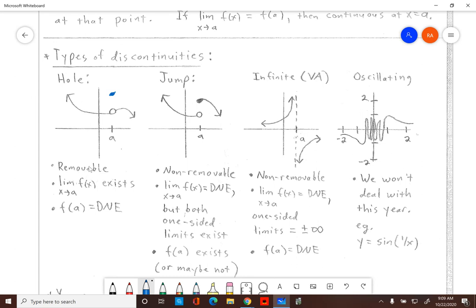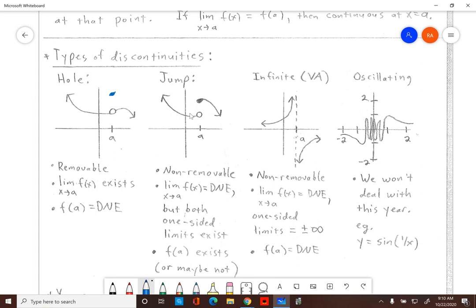Graphically I can just see, oh look, there's a hole there. How you can algebraically determine a hole is if the limit does exist, it's just not equal to the function value. So you're approaching something from the left and from the right, but what's there isn't that same value. So either nothing is there or it's some other function value.